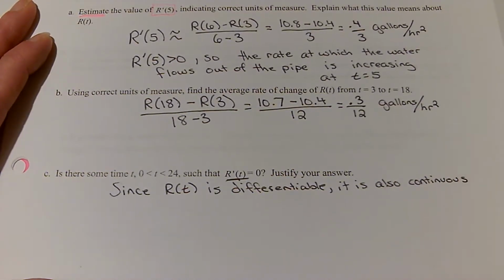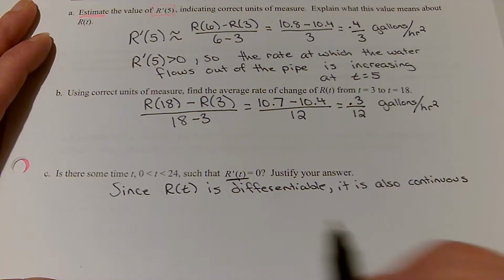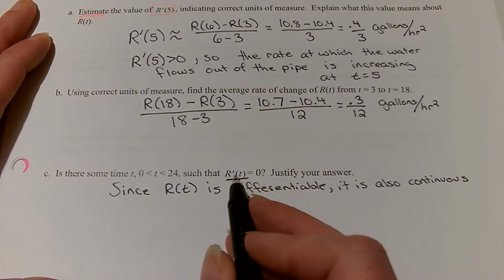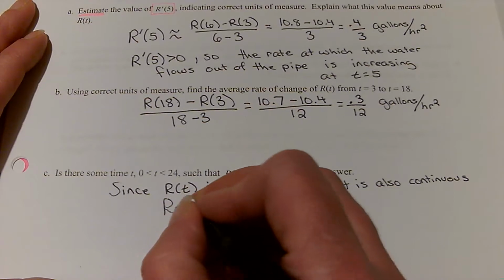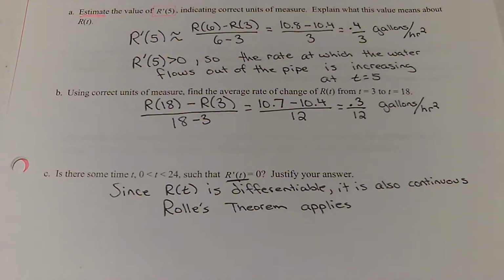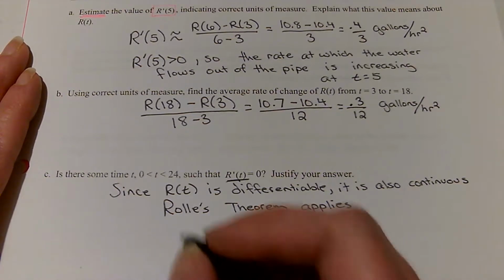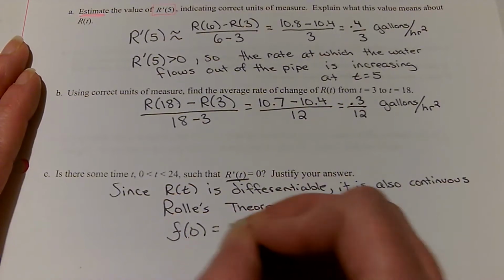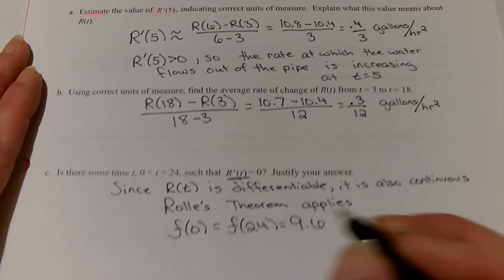So I've stated the conditions for my theorems, and now I want to think about which theorem applies. It's talking about a derivative, so that's not intermediate value, it's not extreme value, it's either mean value or Rolle's. Well, this one, Rolle's theorem applies. So I just have to find two. Again, since Rolle's theorem applies, we have to have 2 endpoints that have the same y value. And if I look back, that's at 0 and at 24. R of 0 equals R of 24, they both equal 9.6.